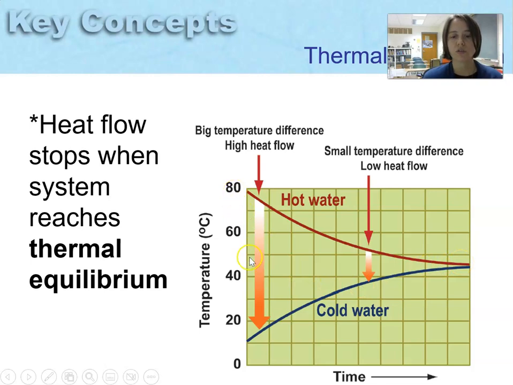So I do need you to make this graph. It doesn't have to be quite as specific, but you should have an X and a Y labeled time and temperature, and then a hot water and a cold water coming together. If you notice right at the beginning when there's a big difference, there is a large amount of heat flow. And in the middle or near the end, when there's a small temperature difference, there is not much heat flow.